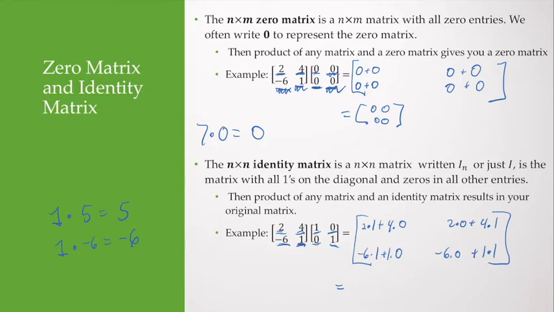2 times 1 is 2, plus 4 times 0, that's 0, so I just get 2. Negative 6 times 1 plus 1 times 0, that's going to be negative 6 plus 0, so negative 6. 2 times 0 is 0, plus 4 times 1 is 4. Negative 6 times 0 is 0, plus 1 times 1 is 1. See how our new matrix looks exactly like our original matrix. Very exciting, I know.